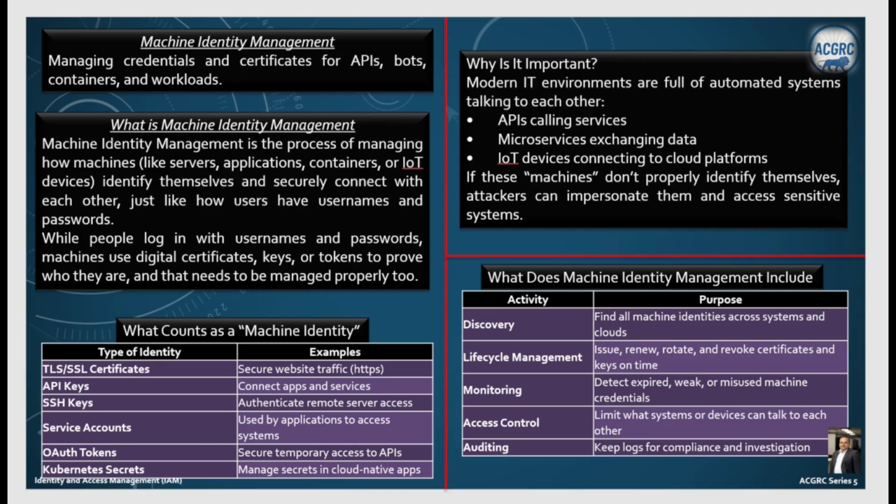So what does machine identity management include? Well, it includes discovery, that is finding all machine identities across systems and clouds. Lifecycle management, wherein its purpose is to issue, renew, rotate, and revoke certificates and keys on time. From a monitoring perspective, it is used to detect expired, weak, or misused machine credentials. From an access control perspective, it limits what systems or devices can talk to each other. From an auditing perspective, it keeps logs for compliance and investigation.